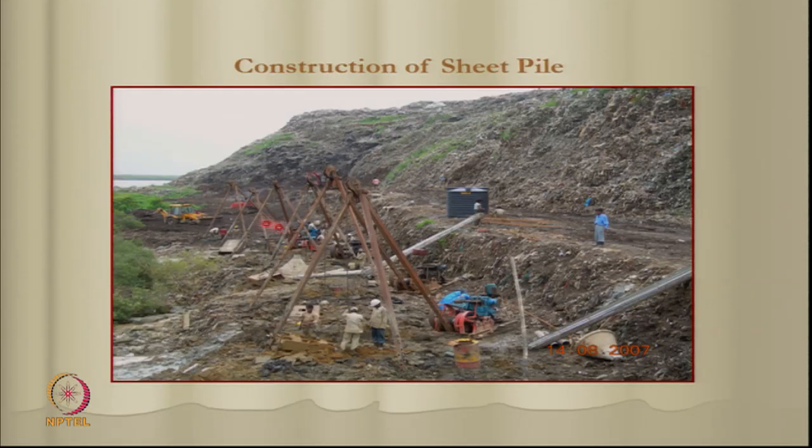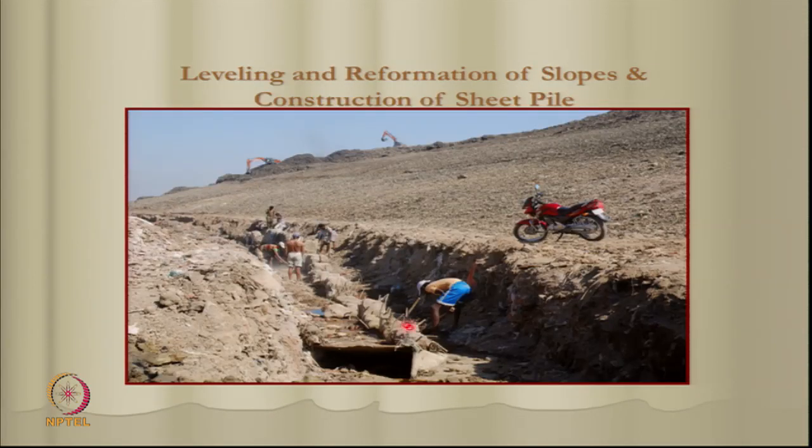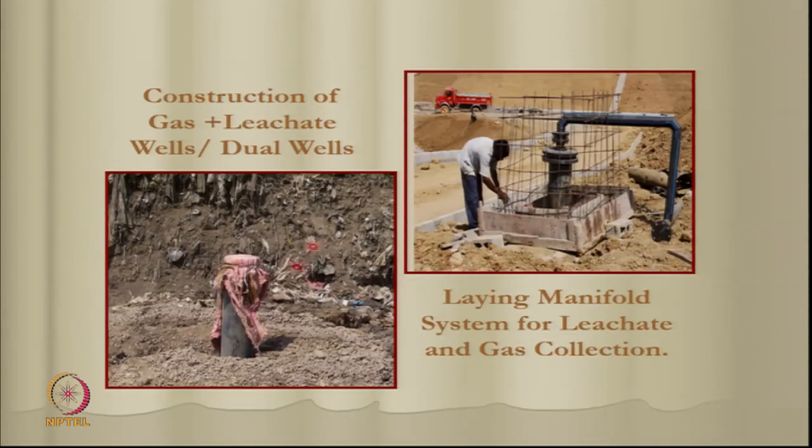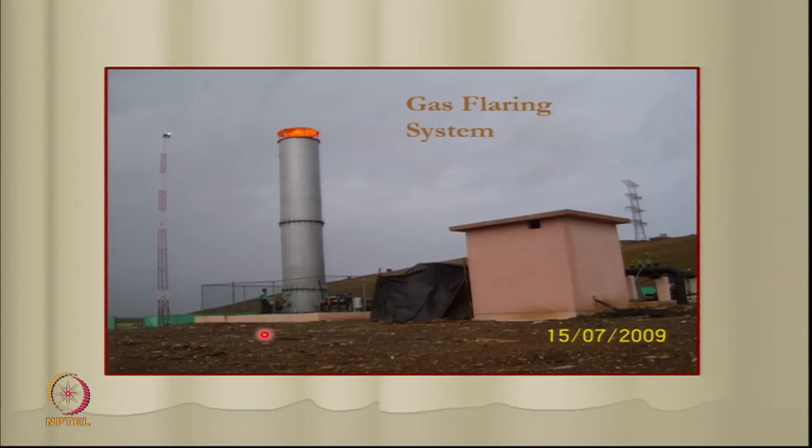This is making the vertical cutoff wall. We will be doing this later, but it's like a vertical diaphragm wall. There's your vertical cutoff wall at the base. The work is going on. And gas wells are being put in, because you are putting a geomembrane, you are recovering gas from it. That's the gas flaring system.